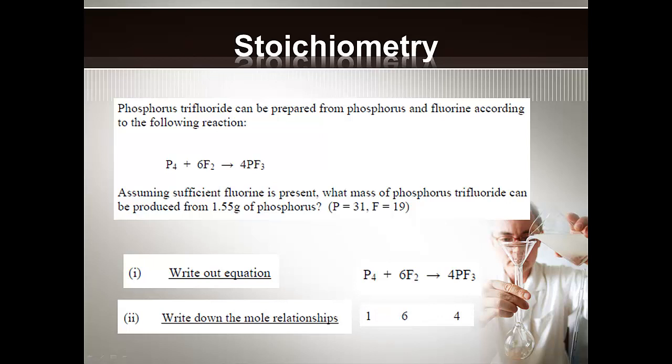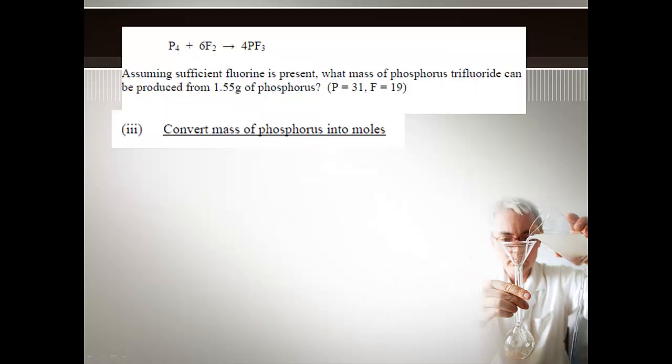1 is to 6 is to 4. This is our stoichiometric ratio. 1 is to 6 is to 4. 1 of these and 6 of those will give you 4 of these. Convert mass of phosphorus into moles. So we've got our mass given to us, 1.55 grams divided by the molar mass.